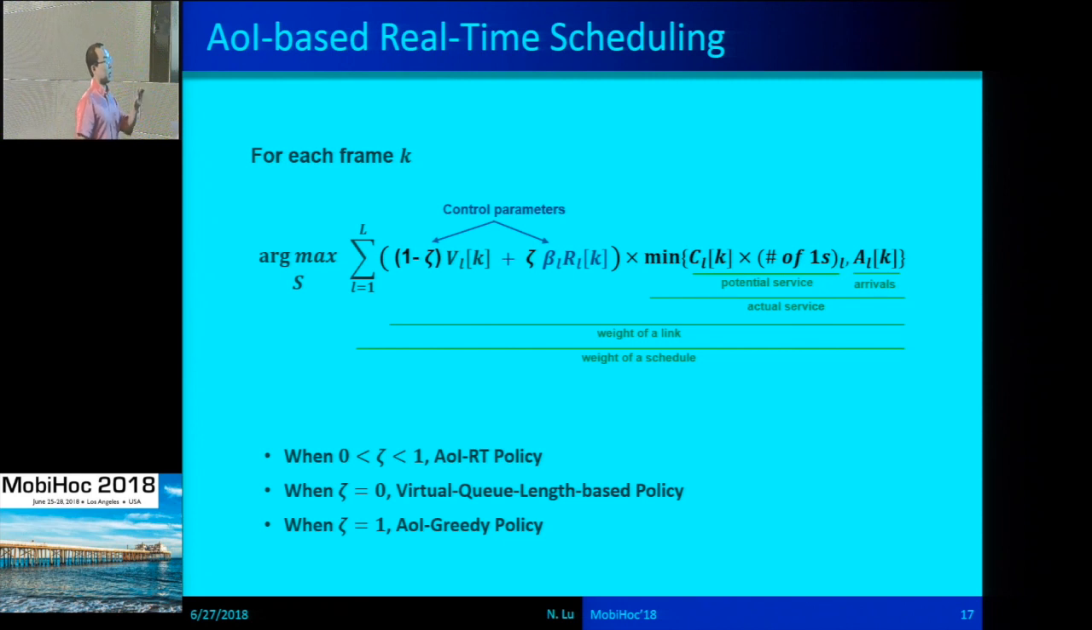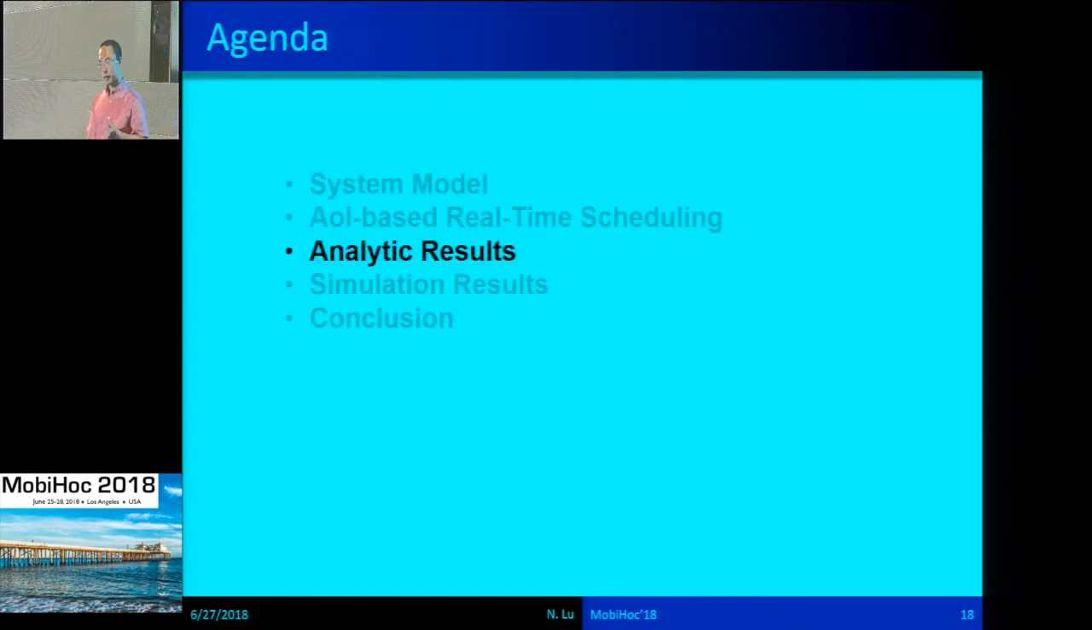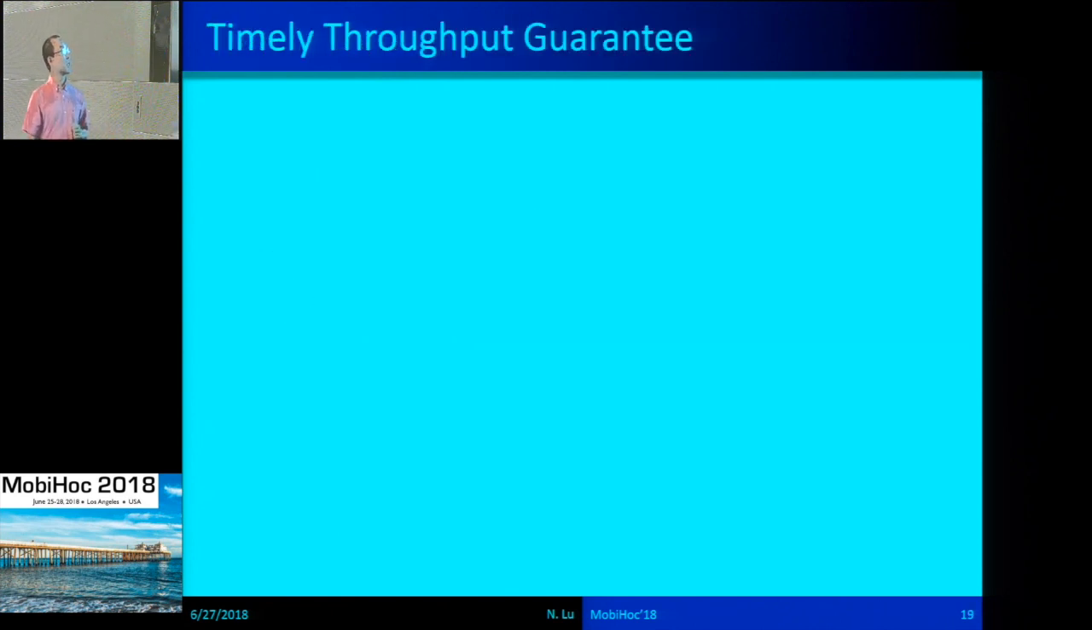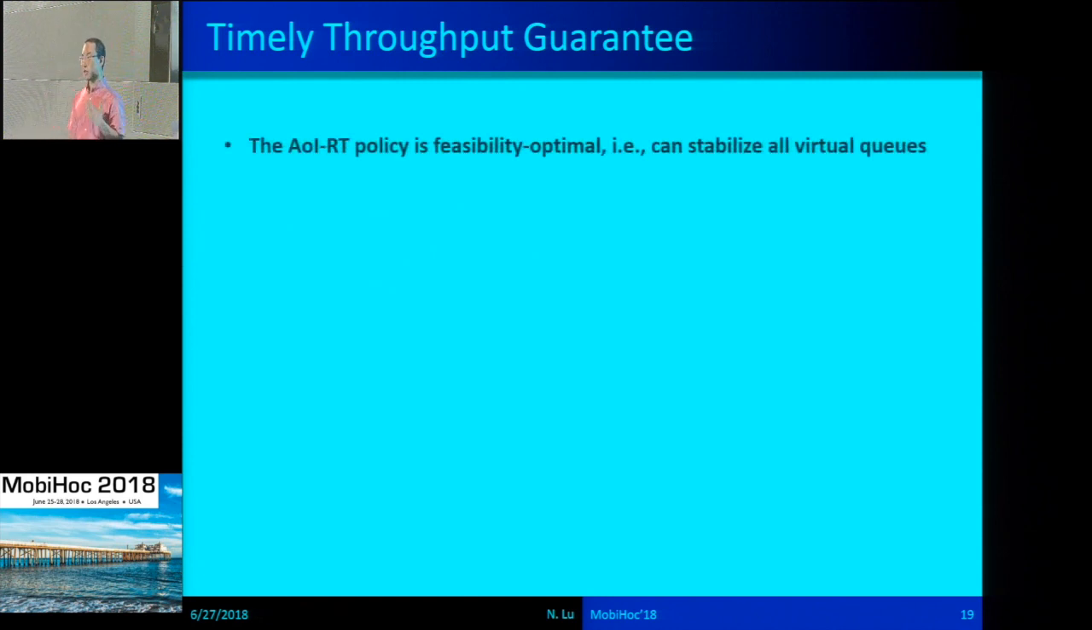We will show that our policy provides both a timely throughput guarantee and a data freshness guarantee. We have some analytical results. First, we prove that the AOI-RT policy is feasibility optimal, which means the policy can stabilize all virtual queues.